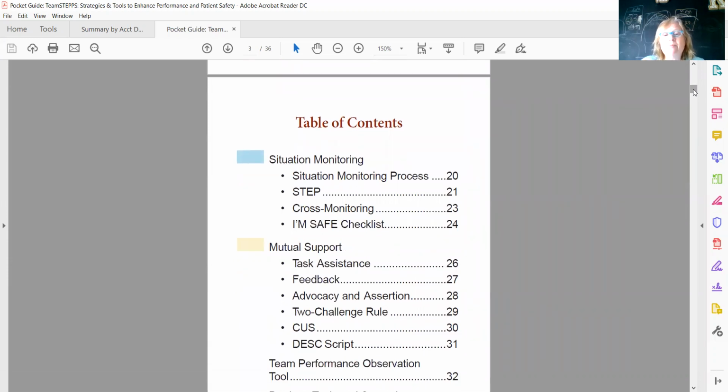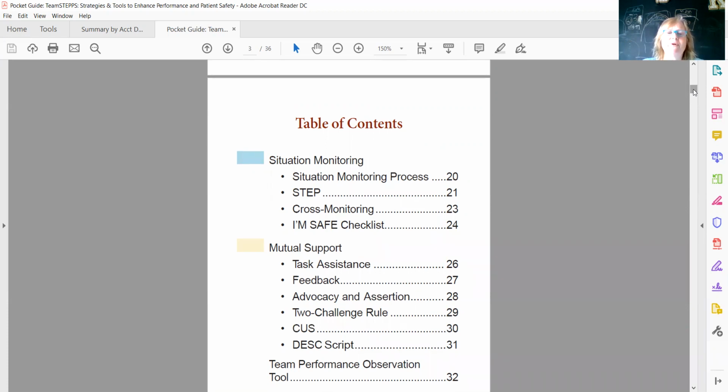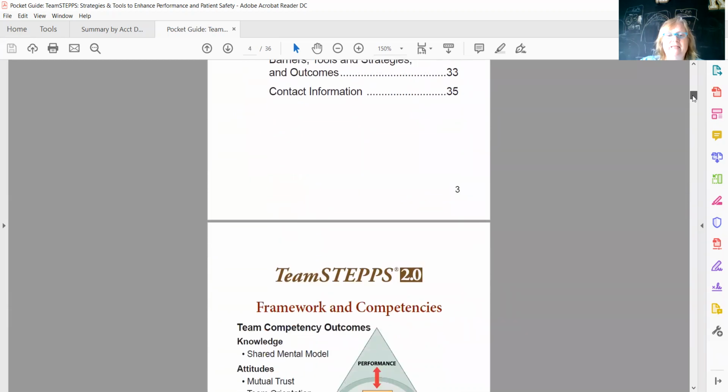Situation monitoring, so important that we are able to assess the environment while we're in it, not in retrospect, but while we're in it. And that process is critical for patient safety. It's really critical because we are responsible for ourselves, but we're also responsible for the team. We are an active member of that team, looking at how mutual support happens within an interprofessional team. And so important, some really excellent communication strategies around asserting yourself and challenging, particularly that two-challenge rule and using your CUS words, absolutely, I think, gems. And then there are some tools at the end that you can look at.